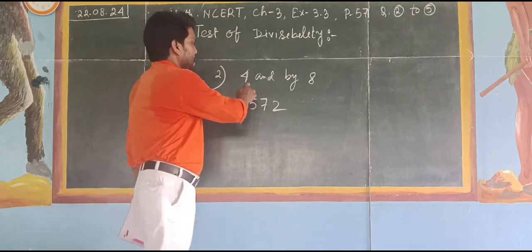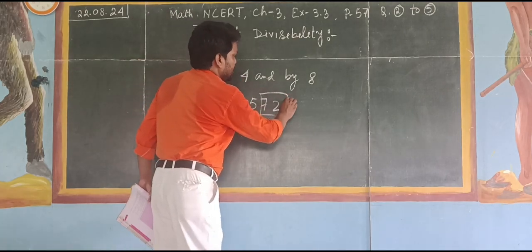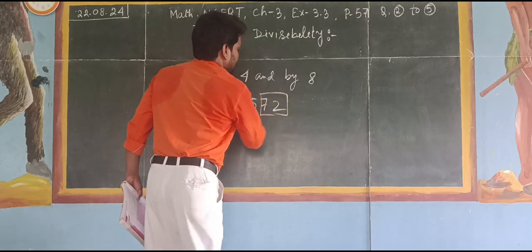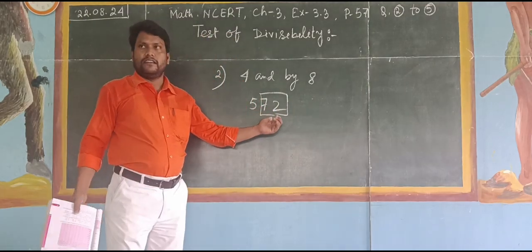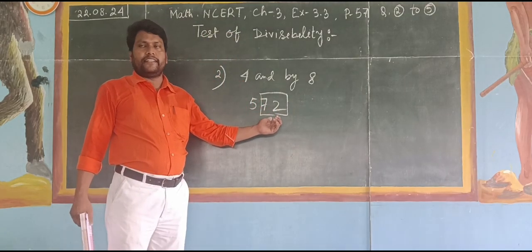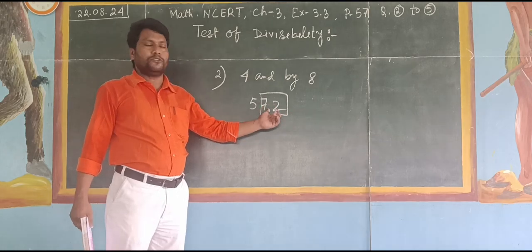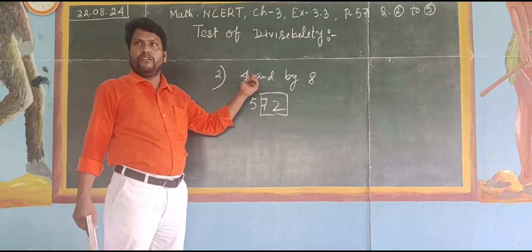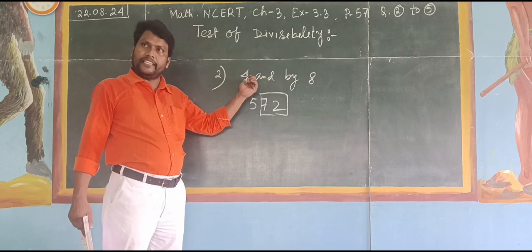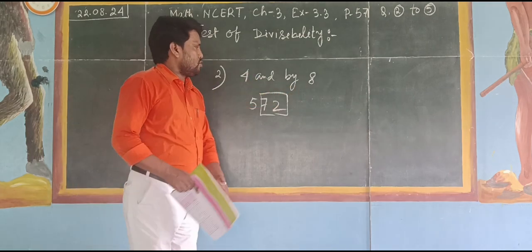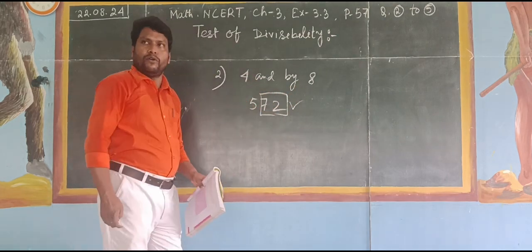Look, by 4 take the last 2 digits. At first take the 2 digits, 72. That can be divisible by 4; 4 eighteens are 72. So this number is divisible by 4.